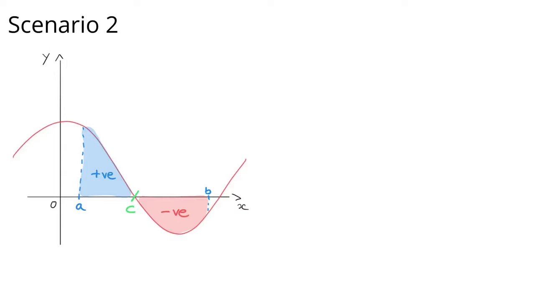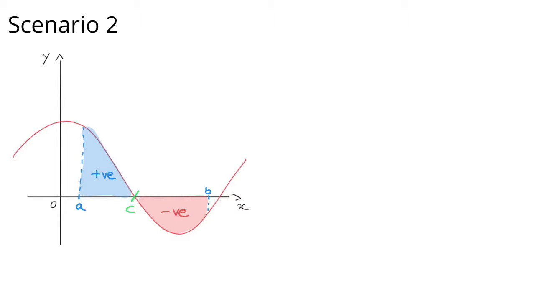Now, the difficulty here is the fact that if we were to calculate the definite integral from a to c of our function f of x, we'd get a positive area, just as we saw in scenario 1. On the other hand, if we did the same thing for this negative area between c and b, the definite integral of f of x would give us some negative value. And so when we'd add the two areas together, they'll start canceling each other out. And that's not what we want.